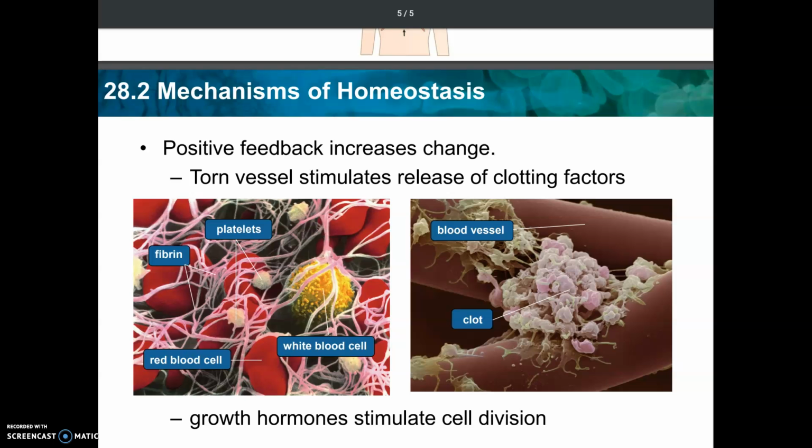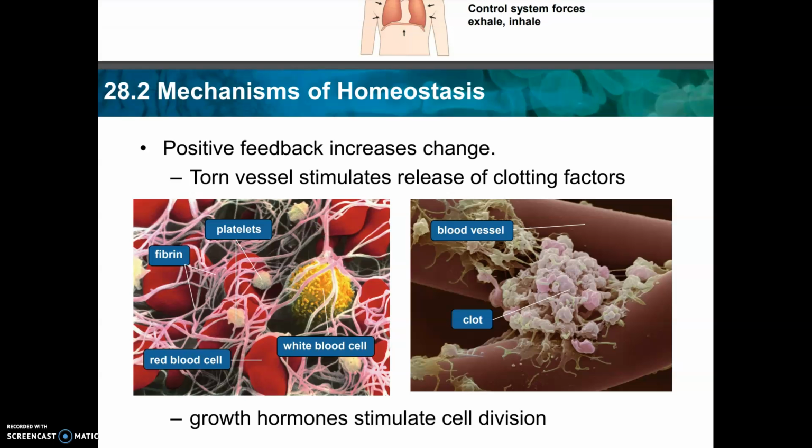Next, we will go over positive feedback loops. In positive feedback loops, change is increased. It is not counteracted like in negative feedback loops. One example is to the left. A torn vessel will stimulate the release of clotting factors.